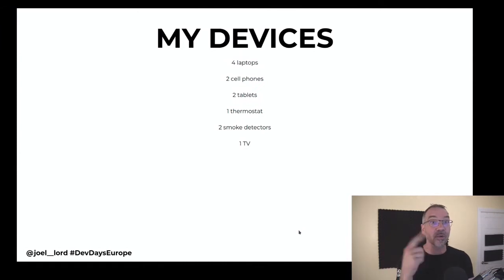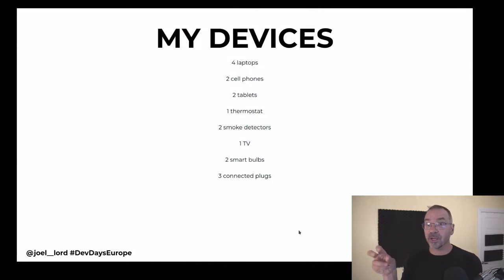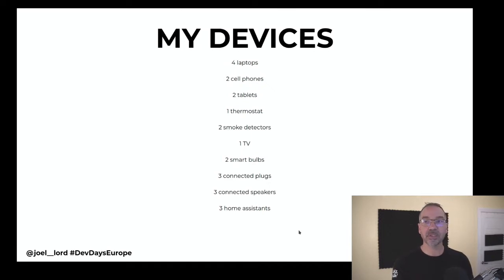My TV is also connected, so I can watch Netflix directly on my TV. I've got some smart bulbs, a few bulbs that are connected, so I can turn them on or off using my voice. I've got some plugs that are connected. I use those for my Christmas lights outside. I've got a bunch of connected speakers, which are connected to streaming platforms, so I can listen to music. I've got home assistants, those little devices, which I'm not going to name because they're going to answer to me. But those little devices can be useful.